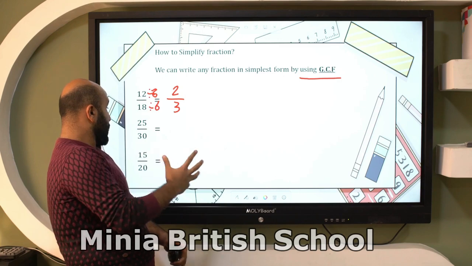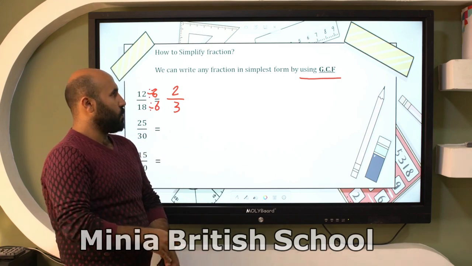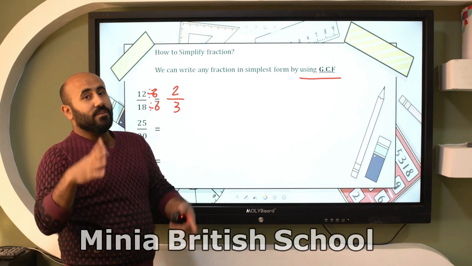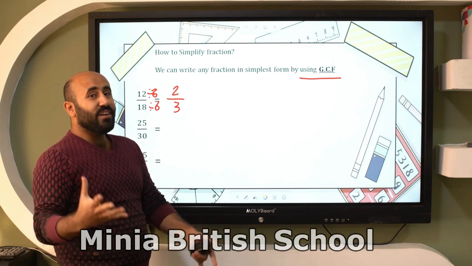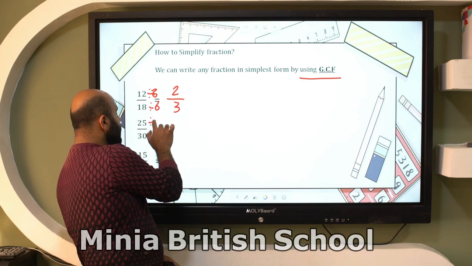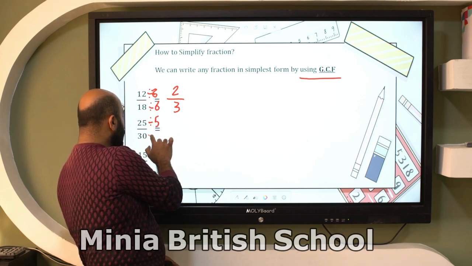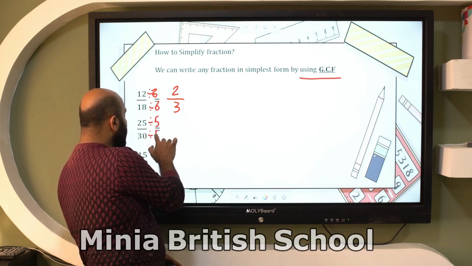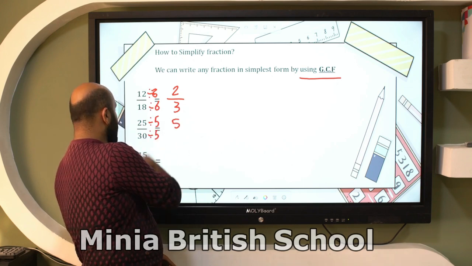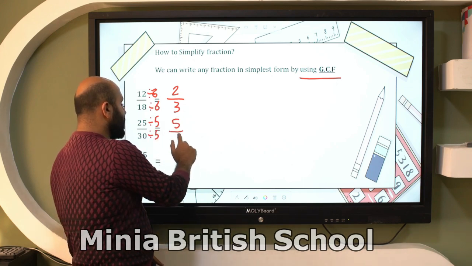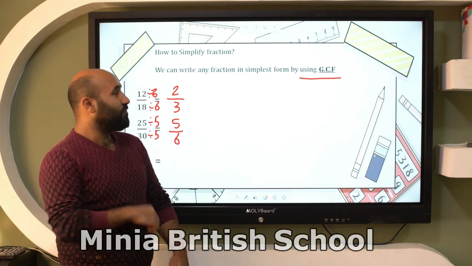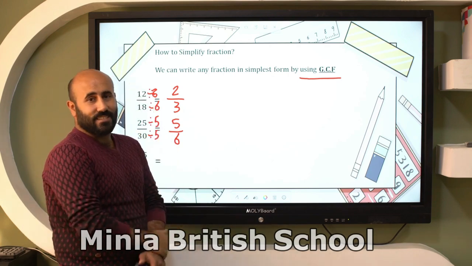What about 25 over 30? Wow, don't be terrified by this number. Get the GCF simply. You will find the GCF is 5. So divide both terms by 5. 25 divided by 5 equals 5, and 30 divided by 5 equals 6. So 25 over 30, its simplest form is 5 over 6.